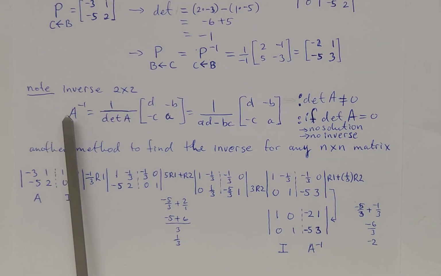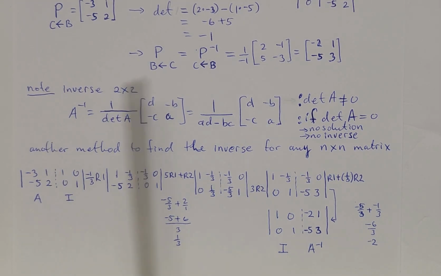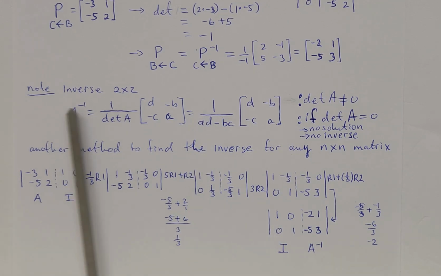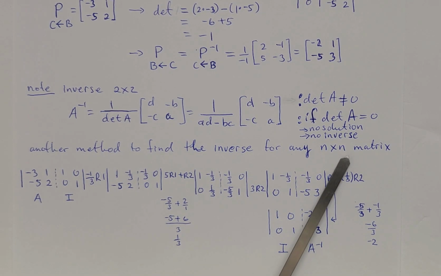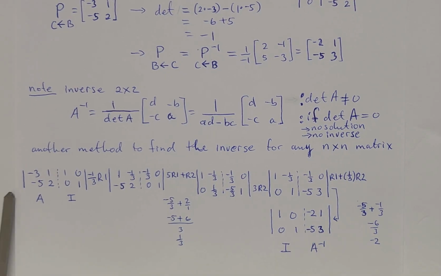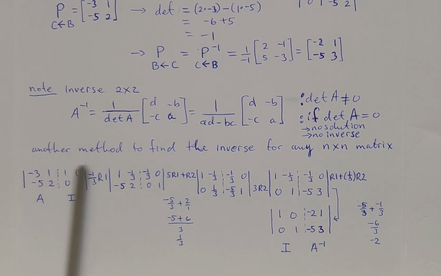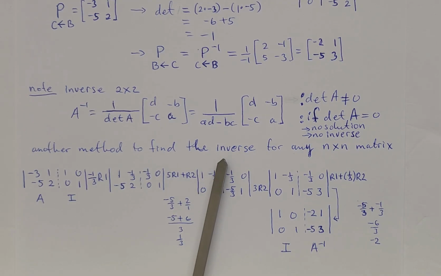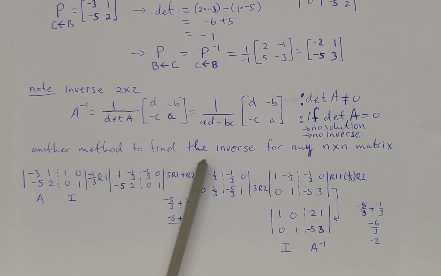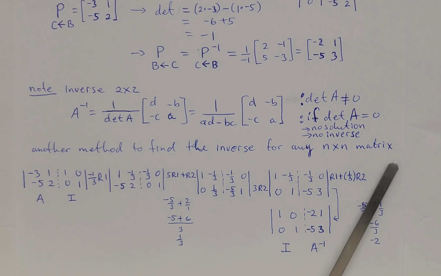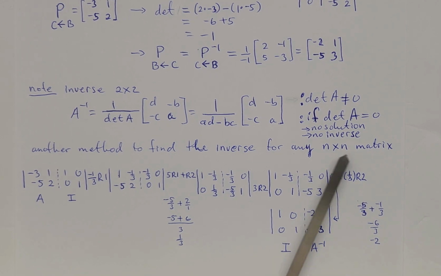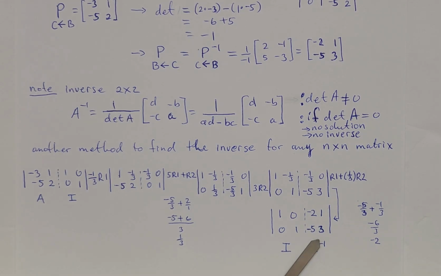Again, what I did right here is only for 2 by 2. You cannot use this for 3 by 3. However, if you have a 3 by 3, 4 by 4, 5 by 5, and so on, use this method. This method will find the inverse for any n by n matrix: 2 by 2, 3 by 3, 4 by 4, and so on.